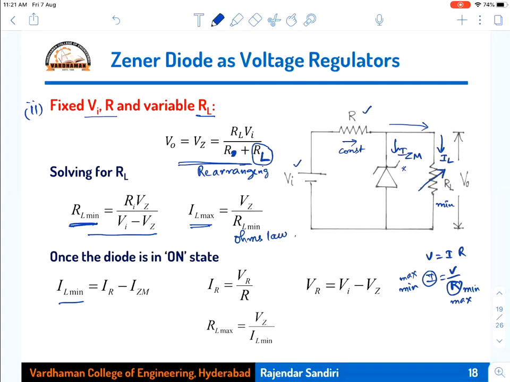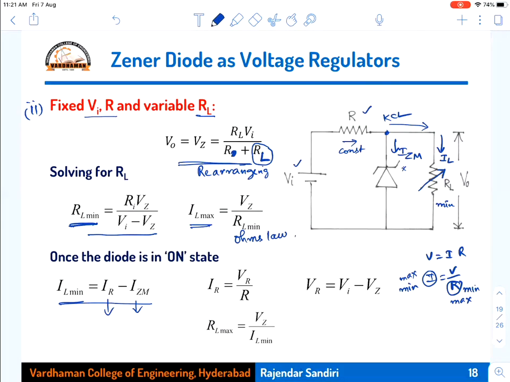Then the remaining portion of the current that is coming into the load resistance is called IL minimum. So IL minimum is equal to IR minus IZ minimum, by applying KCL at this node. What are IR and IZM? IZM is just the current that is flowing into the Zener diode. Then IR is equal to VR by R, and VR is nothing but VI minus VZ.